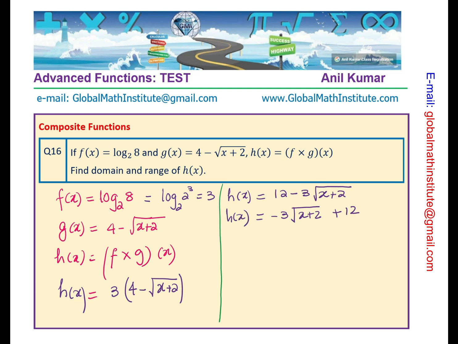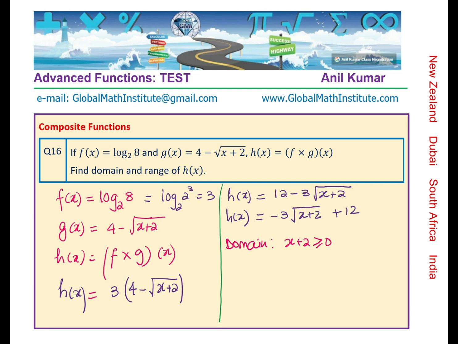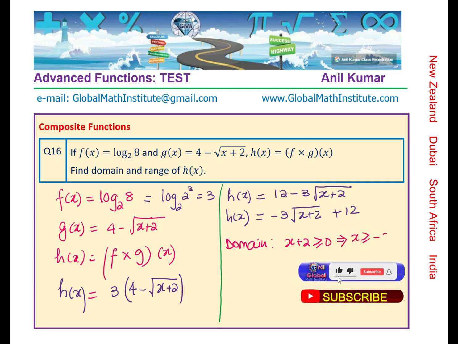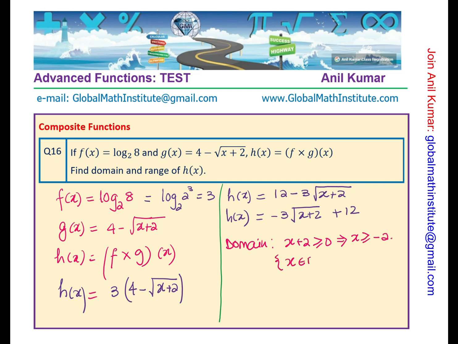So from here, we get our domain and range. As far as the domain is concerned, x plus 2 should be greater than or equal to 0, and that gives us x is greater than or equal to minus 2, right? So we can write domain as x belongs to real numbers where x is greater than or equal to minus 2. Clear?